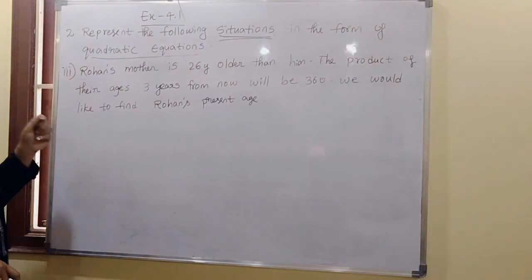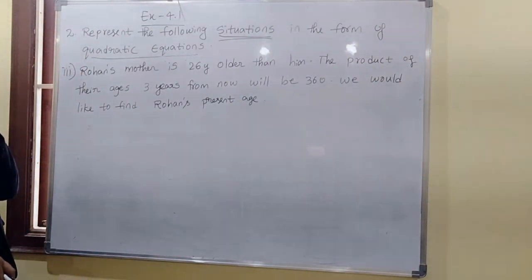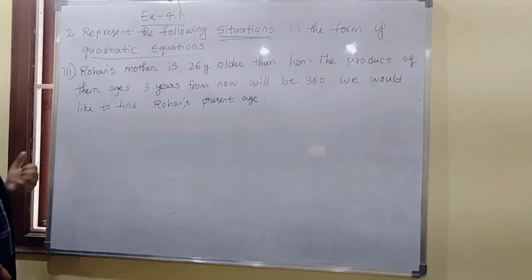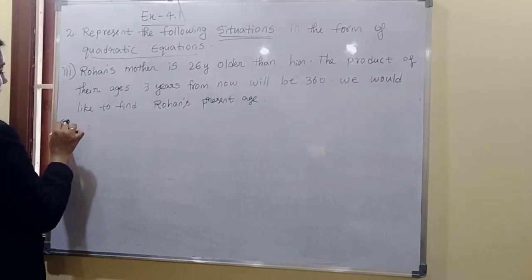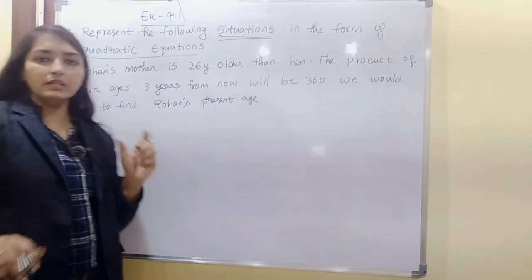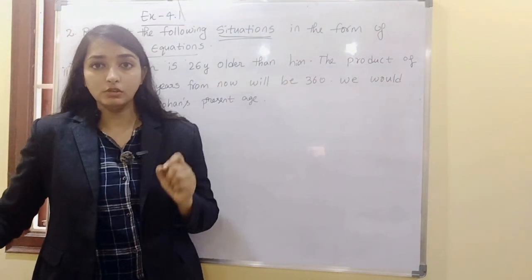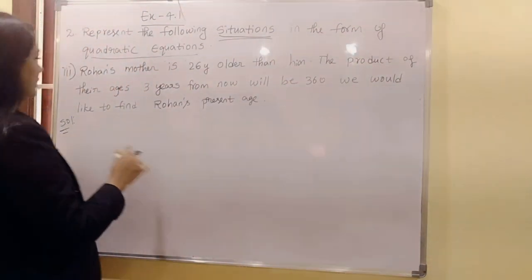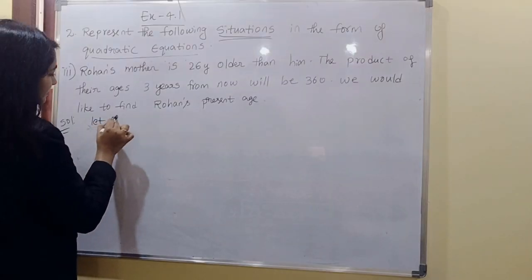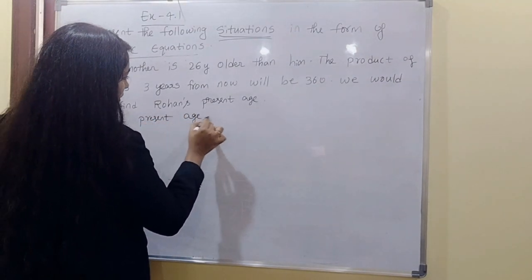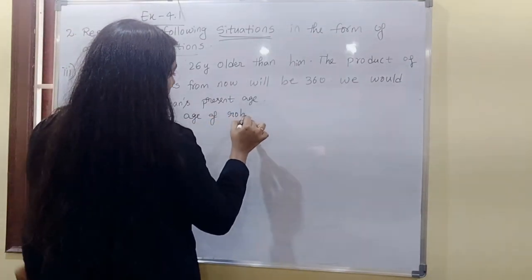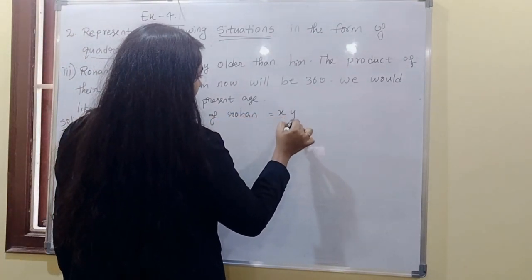Look, Rohan's mother is 26 years older than him. The product of their ages 3 years from now will be 360. We would like to find Rohan's present age. Okay. So, solution. Do we know Rohan's present age? No. So let it be x years. We don't know, right? So let the present age of Rohan be equal to x years.